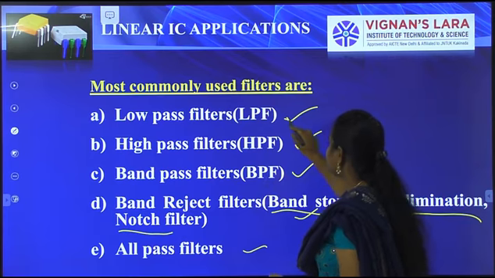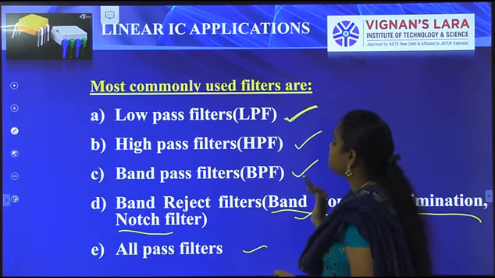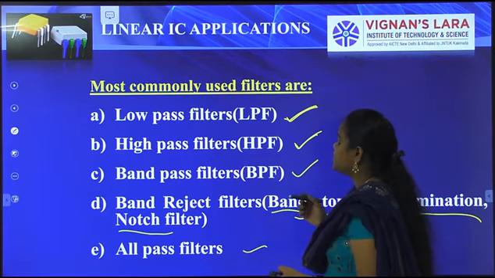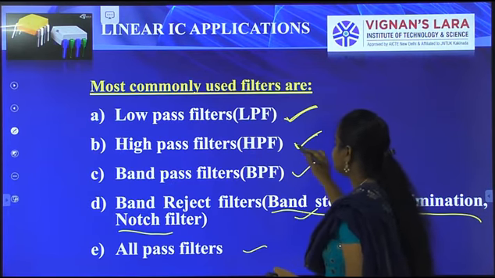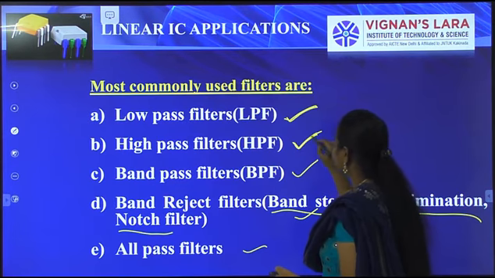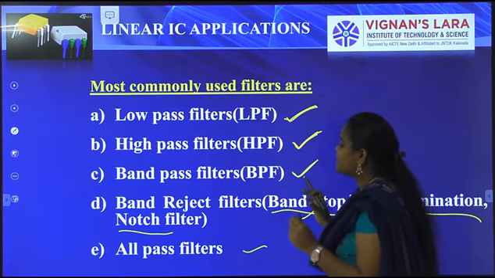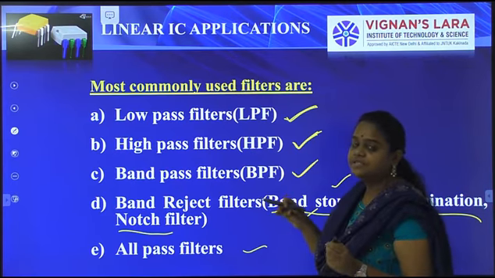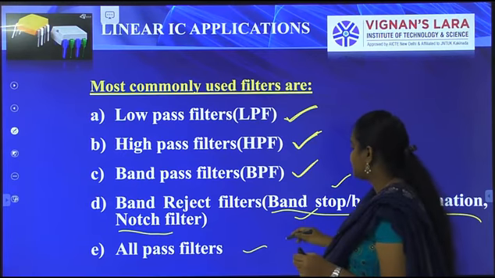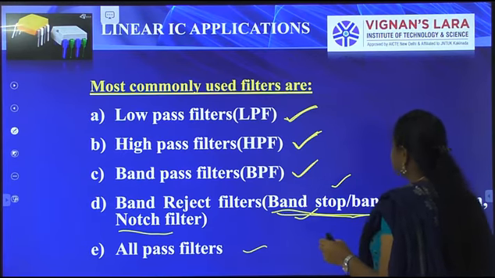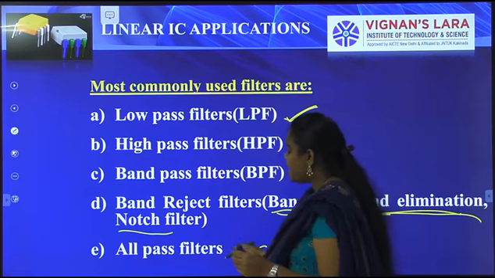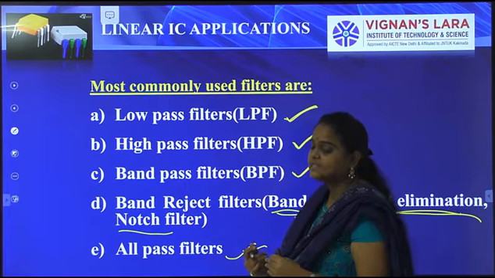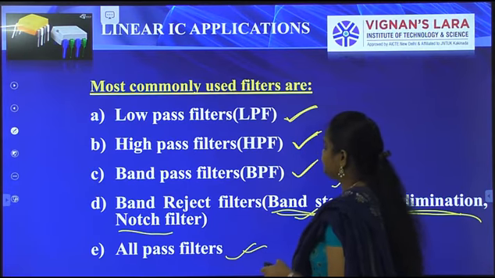The low pass filters mean we are allowing only the low frequencies. High pass filters mean only high range frequencies are allowed. Band pass filters mean certain bands only are allowed. Band reject filter means certain bands of frequencies are rejected, that is, band stop or band elimination, also called a notch filter. And an all pass filter means all types of frequency bands are allowed.